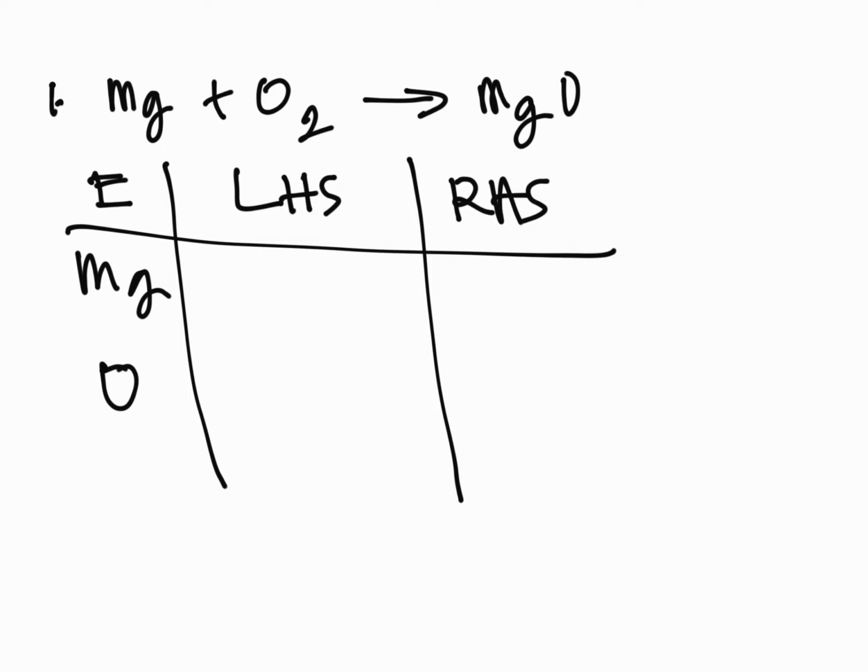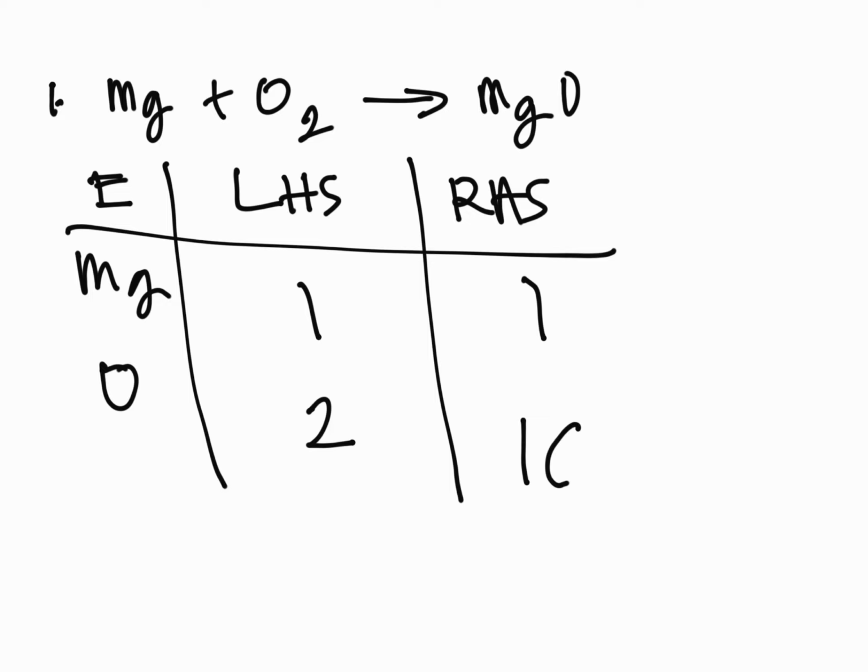For the magnesium, the coefficient, or the number of magnesium, on the left hand side is 1, and the oxygen is 2. On the product side, there's 1 magnesium and 1 oxygen. So how do we balance the equation? We have to check first which of the elements are already balanced and which are not balanced. In this example, oxygen on the left hand side is 2 and on the right hand side is 1. So this is the element that is not balanced.